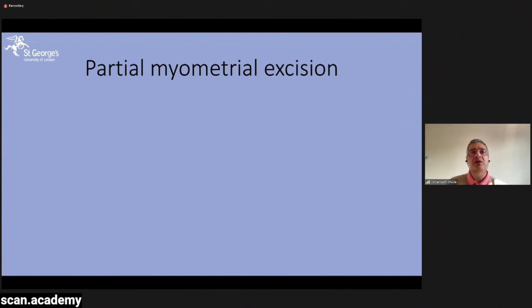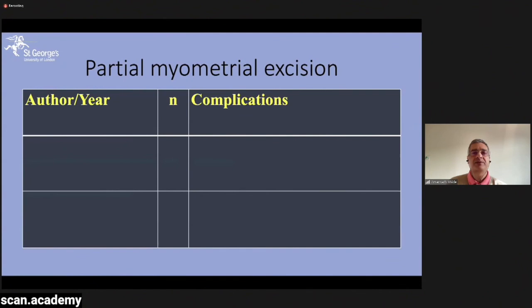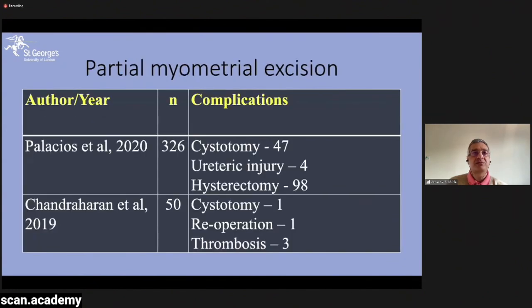What about partial myometrial excision? What can we do with that? And this is a series. Again, the biggest series comes from Jose Palacios from Argentina. And he reported on 326 women, but some of them had undergone hysterectomy. 98 of them had undergone hysterectomy.